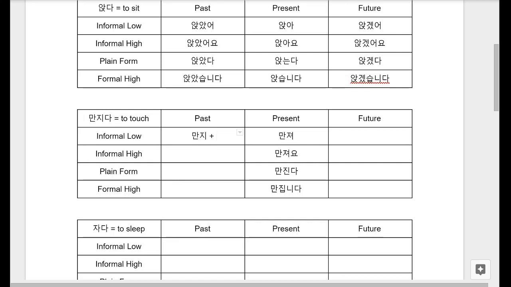In the past tense, very similar to what I saw here, I'm going to see man, ji, and then I'm going to add this to it. 만지어서, but this eo and this ji can merge to each other, and you wouldn't write it like this, but instead you would write it like this, and this would say 만졌어. The informal high respect would look the exact same, but with a yo at the end. The plain form would look exactly the same, but with ta at the end. And the formal high would look exactly the same, but with 씁니다 at the end.